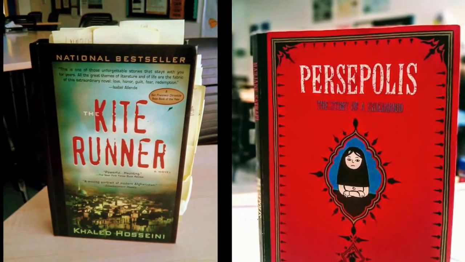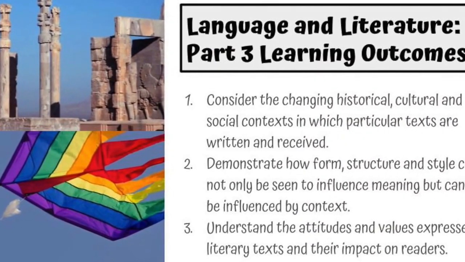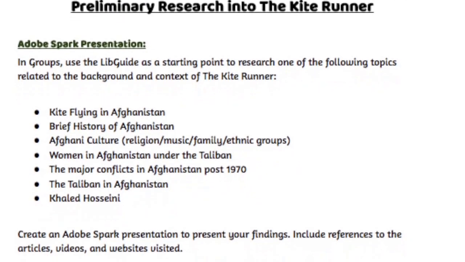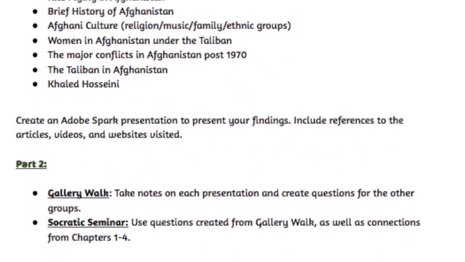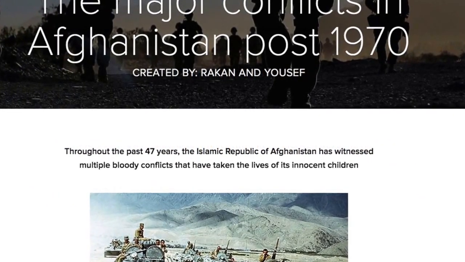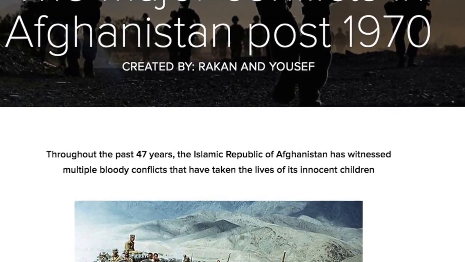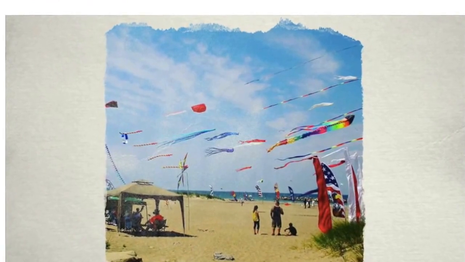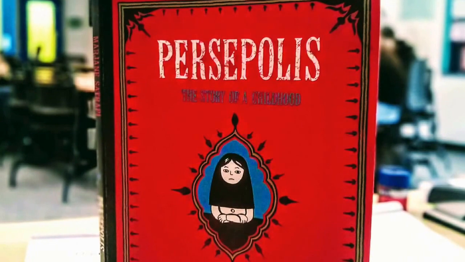Since understanding the context is such a huge part of the course, we like to introduce the text through background projects. For the Kite Runner, we took a fairly traditional approach with group presentations, although we did encourage students to use Adobe Spark, which was a new platform for us. The results were pretty predictable. There were a few really good presentations, but some were not so great, thrown together, and part of that was our fault for not having clear criteria and clear-cut assessments.